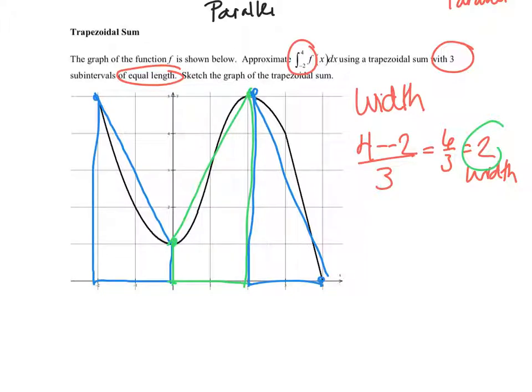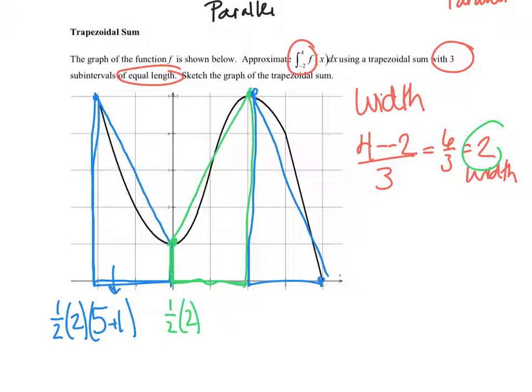Okay, so now I just need to calculate the area. So this first blue one is 1/2, the base is 2, and I need height 1 plus height 2. So here's height 1, 1, 2, 3, 4, 5. Plus height 2 is 1. Take my green one. Again, I have 1/2, a base of 2. The height on the left is 1, plus the height on the right is 5. And then I'm going to add to that the last one, which happens to be a triangle.